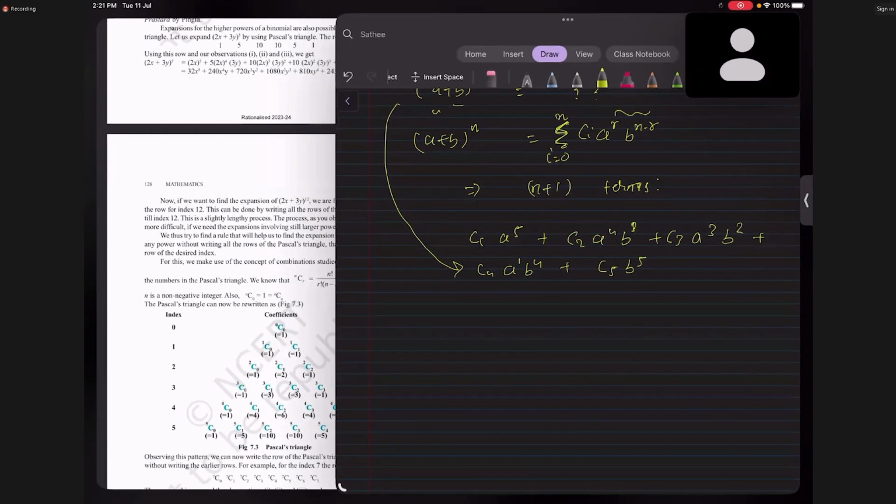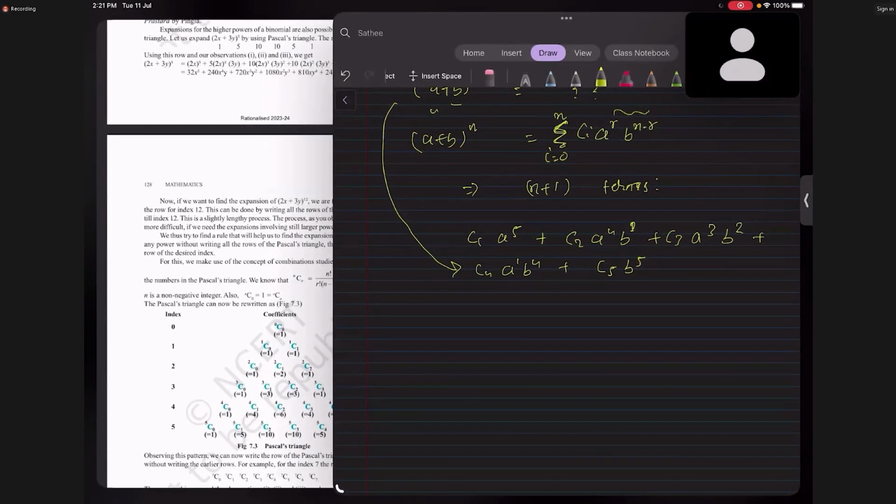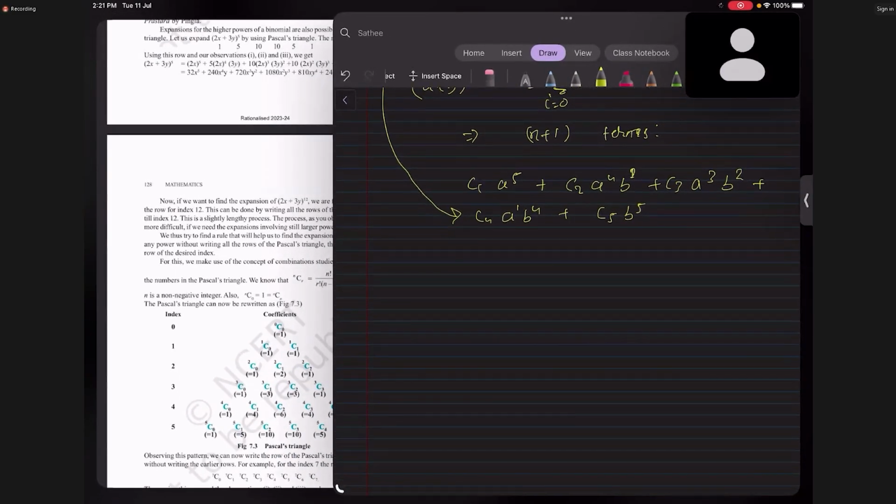there is a general formula, if you know the concept of factorial. If you are analyzing the ith coefficient, ci, this is nothing but nCi, where nCi is n factorial upon (n minus i) factorial into i factorial. So this is a general formula.